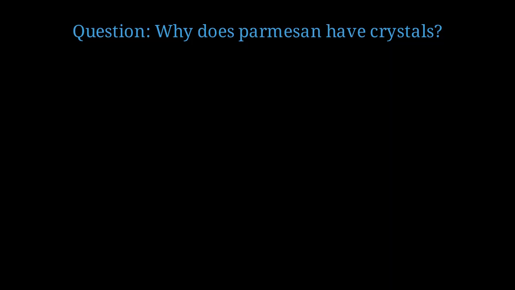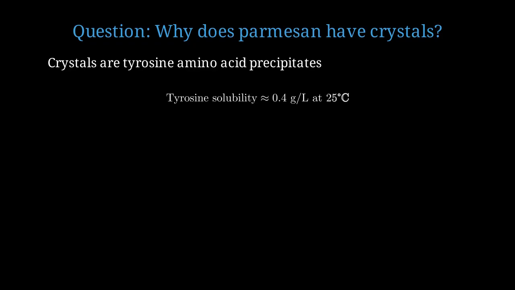Why does aged Parmesan develop those crunchy white crystals that people love? These aren't salt crystals. The crystals are actually tyrosine, an amino acid that becomes concentrated during aging. As proteins break down, tyrosine is released but has low solubility in the low moisture environment of Parmesan. Tyrosine has a solubility of only about 0.4 grams per liter at 25 degrees Celsius. In aged Parmesan with 24 to 36 months of aging, tyrosine concentration exceeds this, causing crystallization.